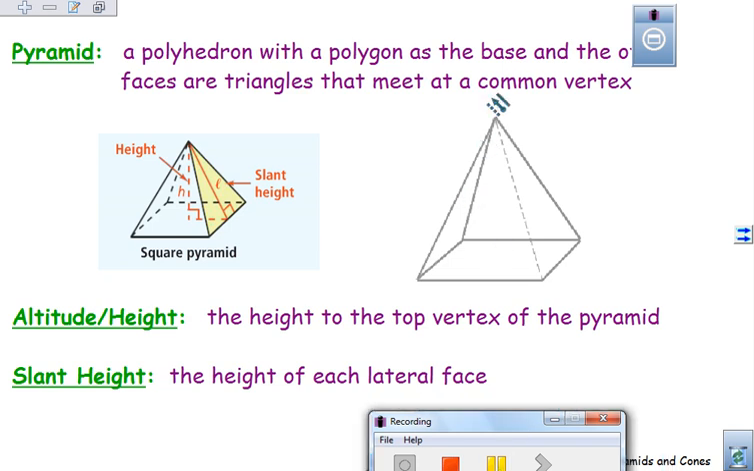So notice, in the pyramid, we have two different kinds of height. The first one is the height. How tall is it? So that goes to the center. And the other one is the slant height. So what is the slant? Notice it'll go to the midpoint of the side over there. So this is how tall it is, and then this is the height of one of those lateral faces. So again, the altitude or height is the height to the top of the vertex of the pyramid, and the slant height is the height of each lateral face.